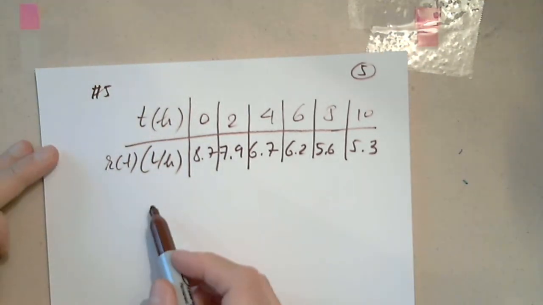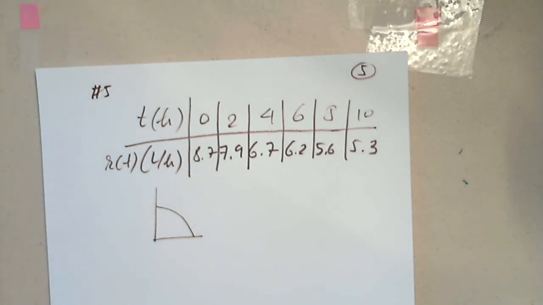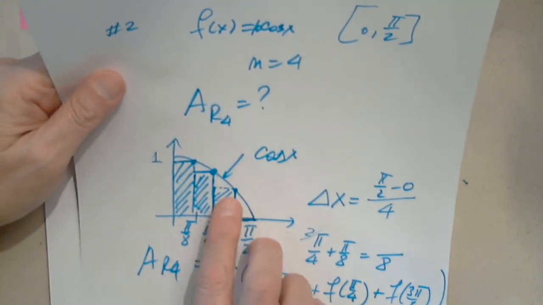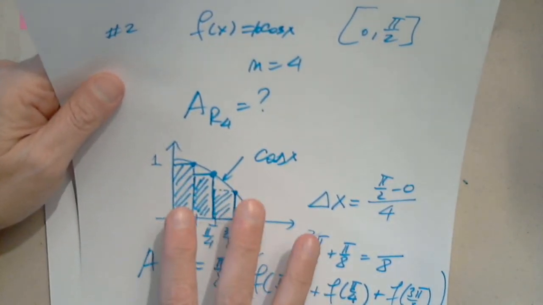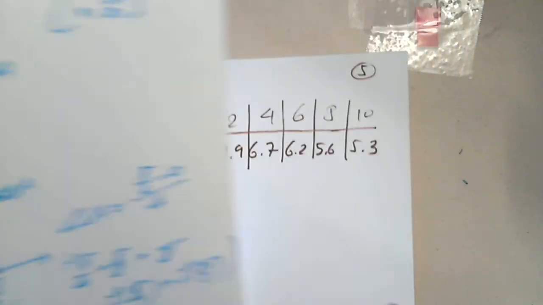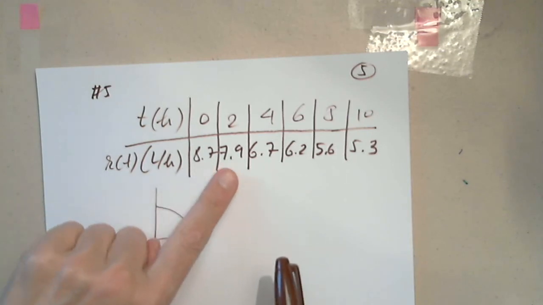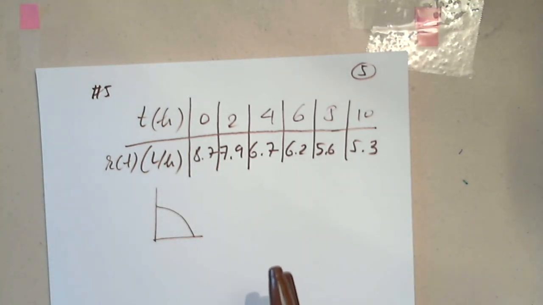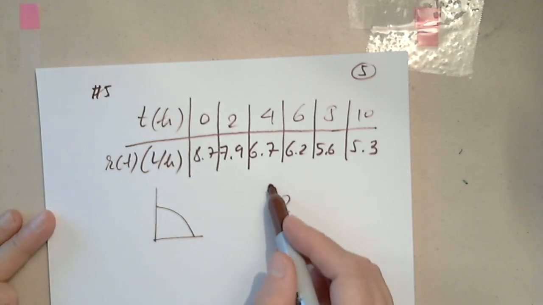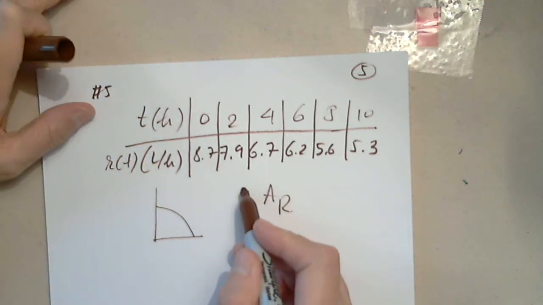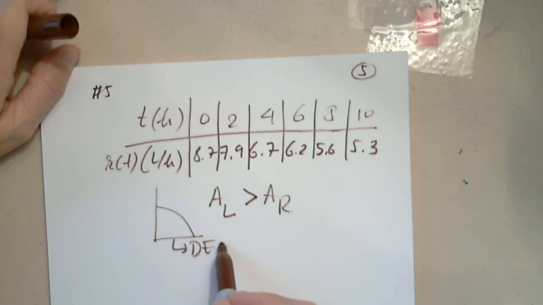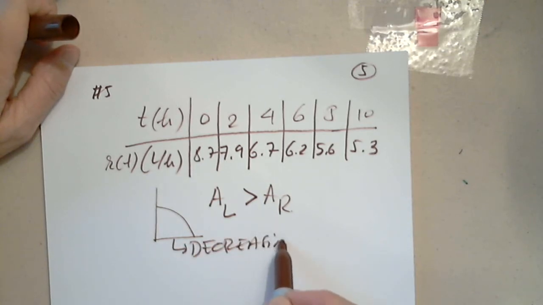So when a function is decreasing, and we had that a minute ago, the rightmost point will be an underestimate. So that will be the lower. The leftmost point will be an overestimate. And that will be the upper. So only because the function is decreasing. So the area with the rightmost point will always be smaller than the area with the leftmost point for a decreasing function.